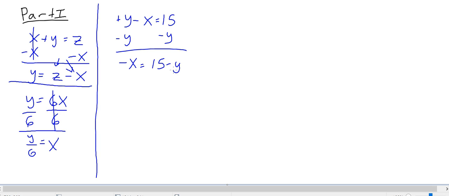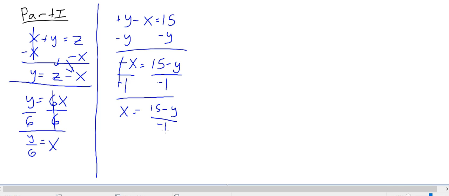Now we have a minus x, and what we're solving for is a positive x. So we have to divide away the negative sign. You can't just divide away a minus sign, so we're going to divide it by negative 1. And then we're going to divide the right-hand side also by negative 1. Whatever we do to one side, we have to do to the other side. So this negative 1 cancels out the minus sign in front of the x, and x is equal to 15 minus y over negative 1.